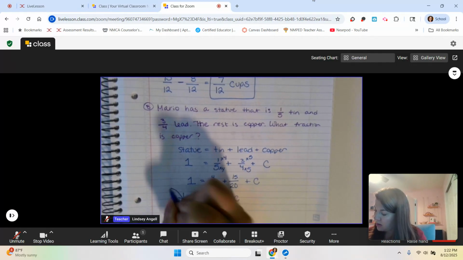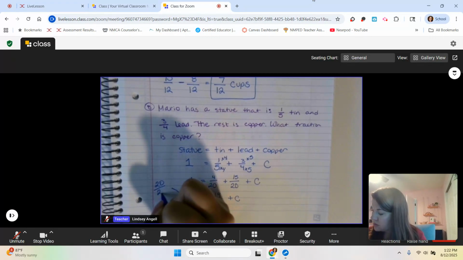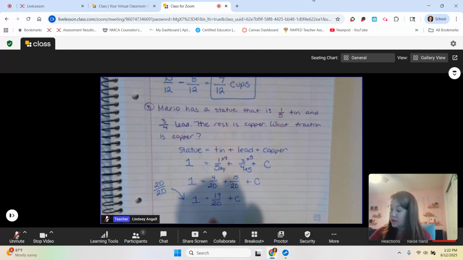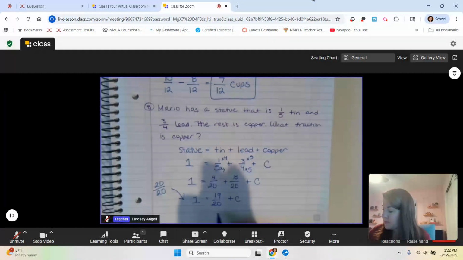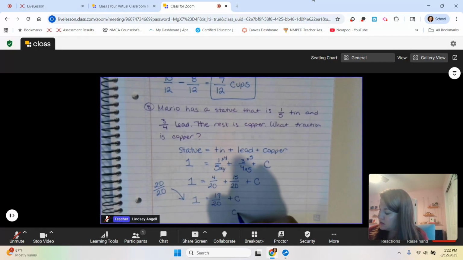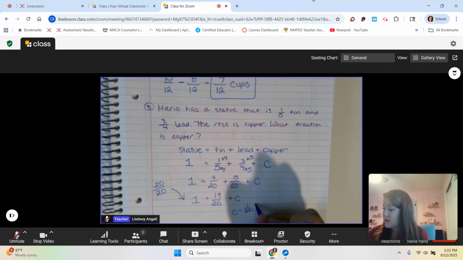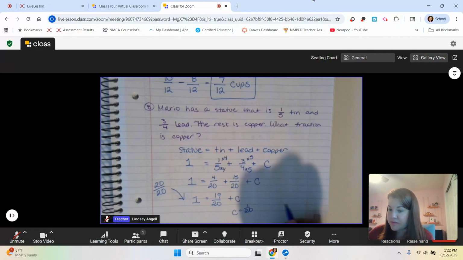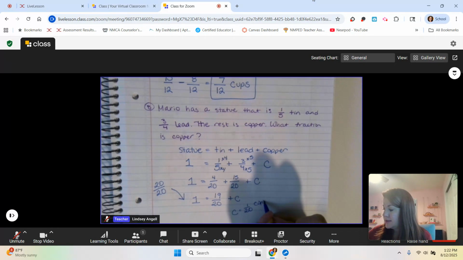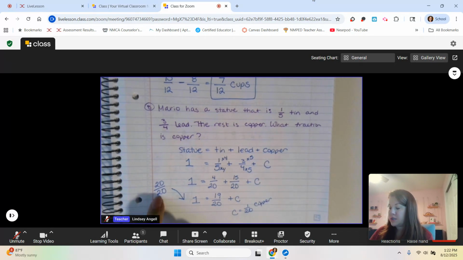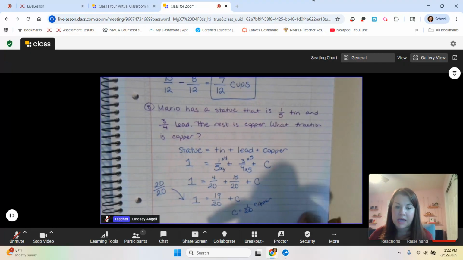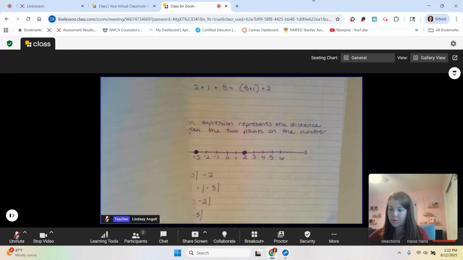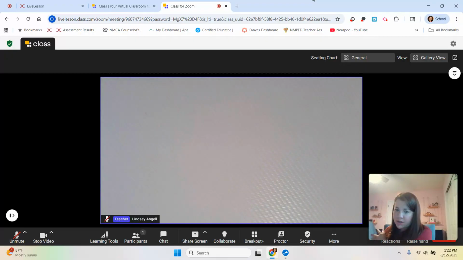Let me write an arrow. 1 is equal to 20 twentieths. If I'm already at 19, that means C must be 1/20th. So 1/20th of the statue is copper. We also could have done 20 twentieths minus 19 twentieths, and we still would have gotten back to 1/20th. Okay? 2 more and then we're done.